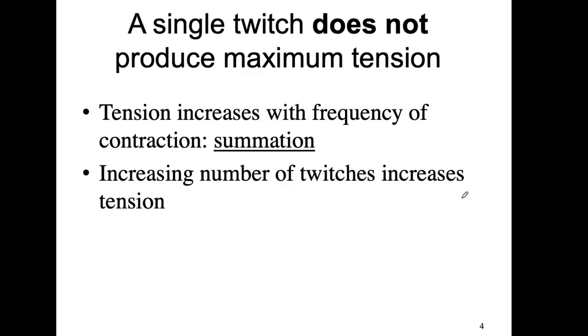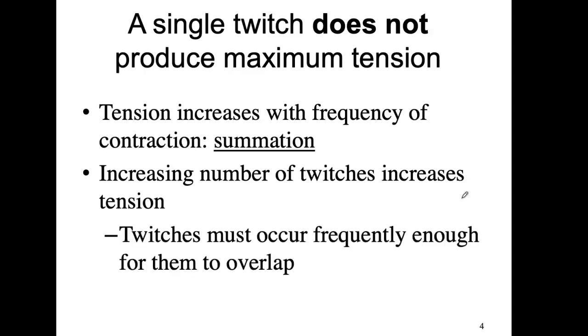So increasing the number of twitches will increase the tension. And that's important. Increasing the number of twitches is going to increase the tension. And I'll show that to you on a graph. But the way that that's going to happen is that the twitches must occur frequently enough for them to begin to overlap. So one particular twitch does not have the contraction phase and the relaxation phase. No, it doesn't get to relax entirely before it is stimulated again.